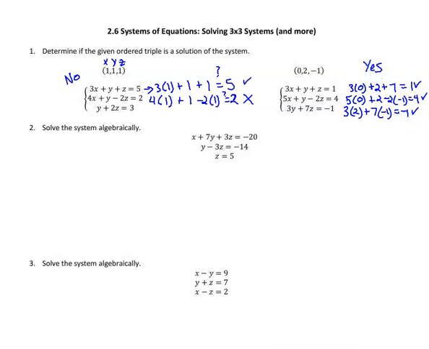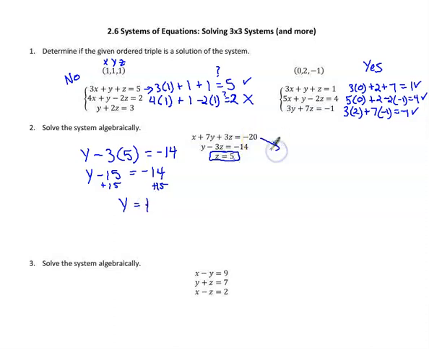On the number 2, we have 3 equations, but the very bottom equation, if you notice, they've told us what z is. So I'm going to go to the middle row that only has 2 variables and plug in that z. So y minus 3 times z, which is 5, equals negative 14. So y minus 15 equals negative 14. So we add 15 to both sides, and you get y equals 1. Negative 14 plus 15 is 1. So now I know y is 1, z is 5, I just need to find x.